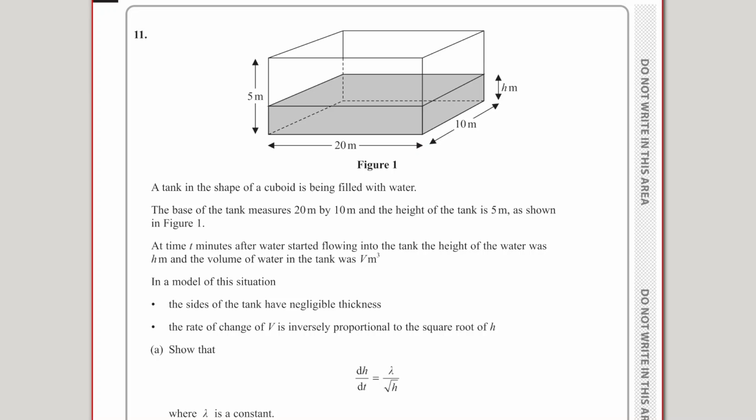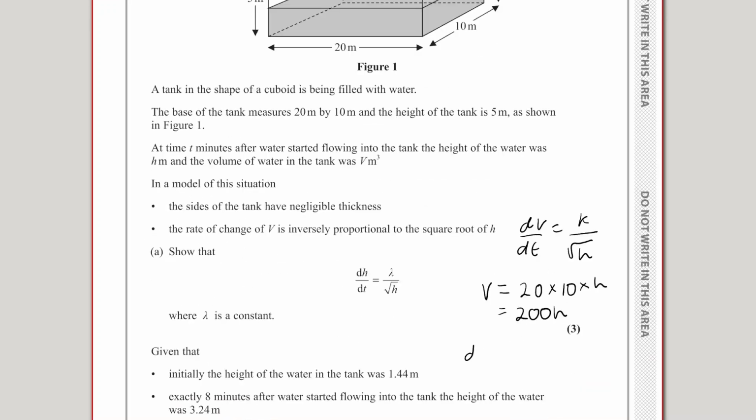So the rate of change of v is dv/dt, and it's inversely proportional. So that's equal to k over root h. Show that dh/dt is lambda over root h, where lambda is a constant. So v is going to be equal to 20 times 10 times h, which is 200h. We've got dv/dt, we want dh/dt, so we could say that dh/dt is equal to dv/dt times dh/dv, because the v's cancel out and you're left with dh/dt.